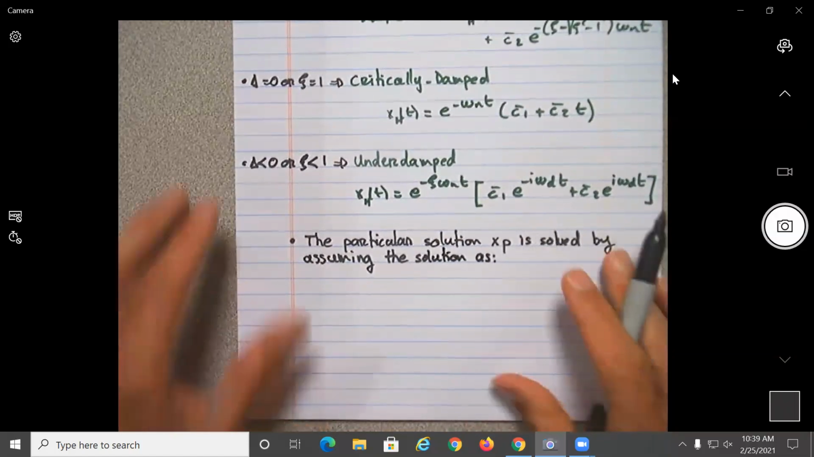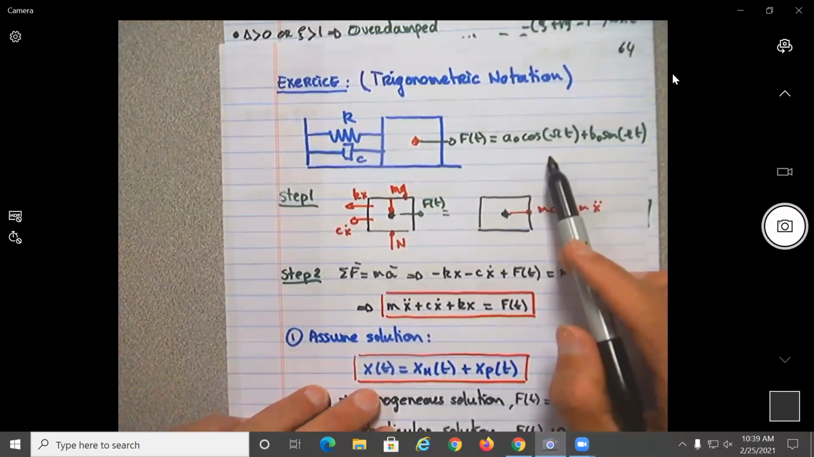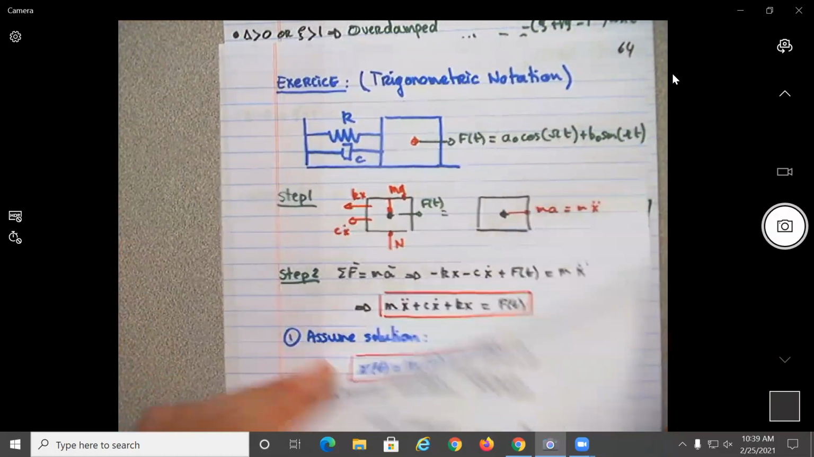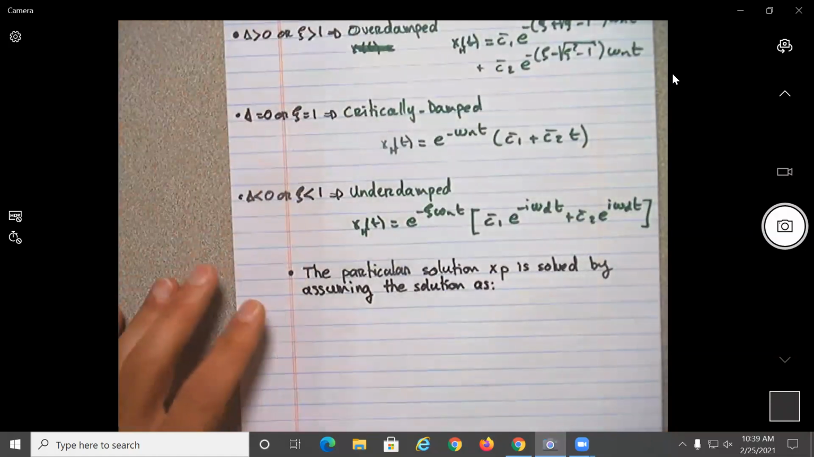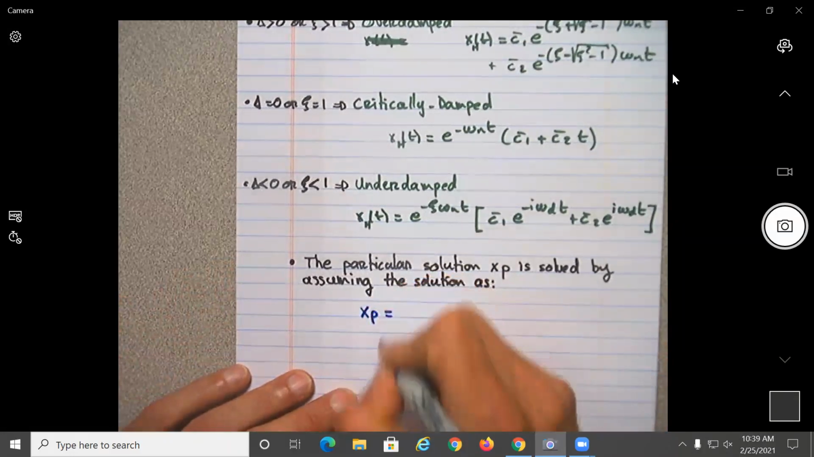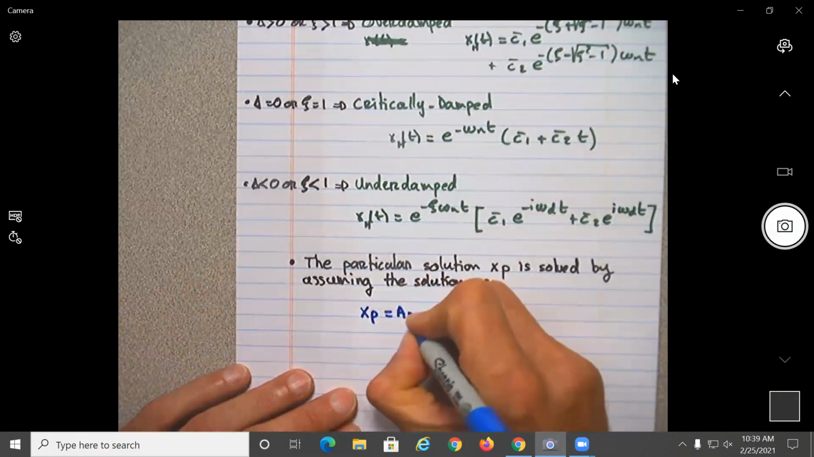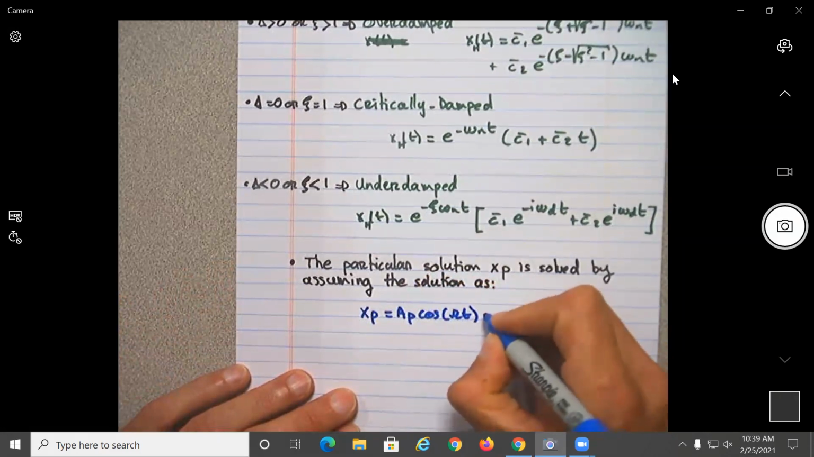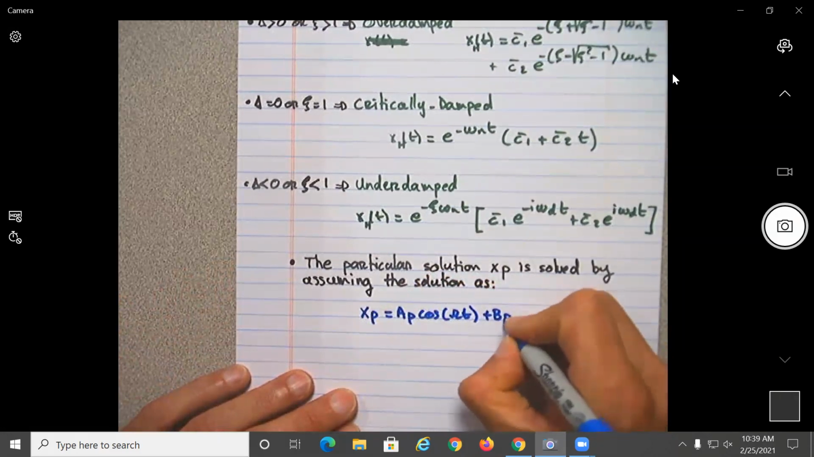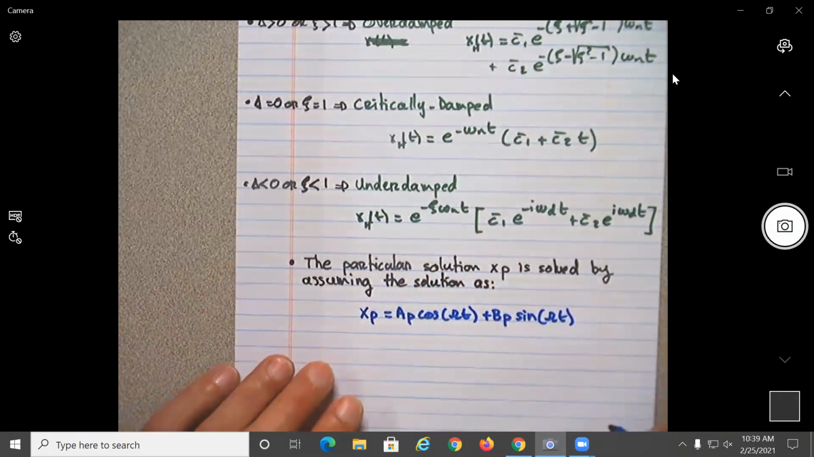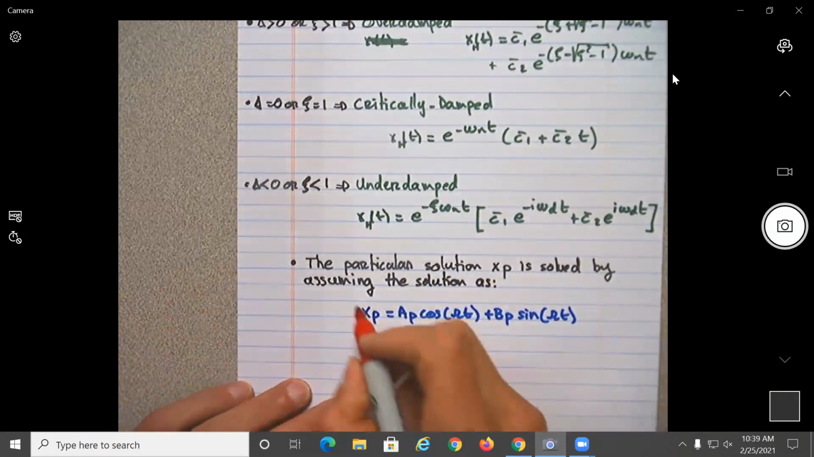So this one is the forcing frequency, which is this f of t, no? What do we do with the exponential notation? We assume the response to be a function of the same frequency, okay? So here we're going to do the same thing, but with the trigonometric notation. We're going to assume x of p to be equal to a sub p cosine capital omega t plus b of p sine capital omega t. So this is our assumed solution.